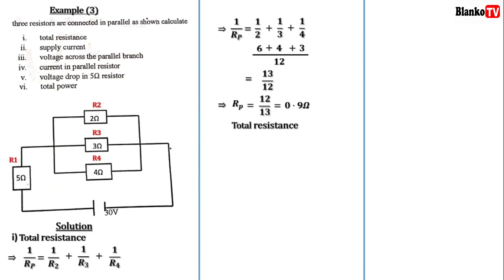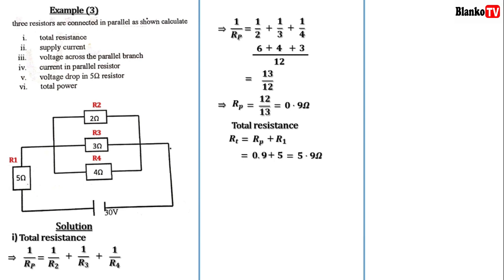So the total resistance, RT, is equal to Rp plus R1. Why? Because R1 is in series to Rp, that is the parallel resistance. Okay, so we have 0.9 plus 5, which will give us 5.9 ohms. I hope you are following the steps. So our total resistance is 5.9 ohms.